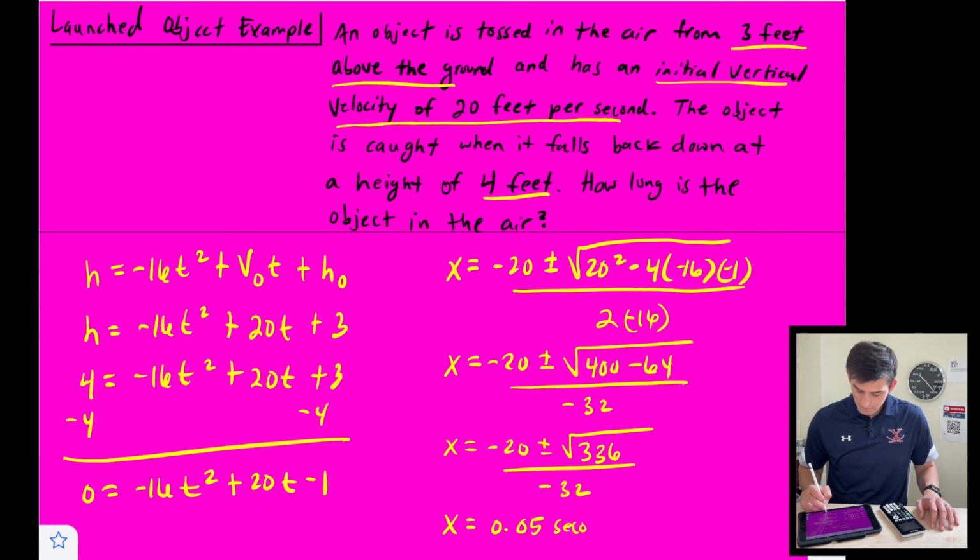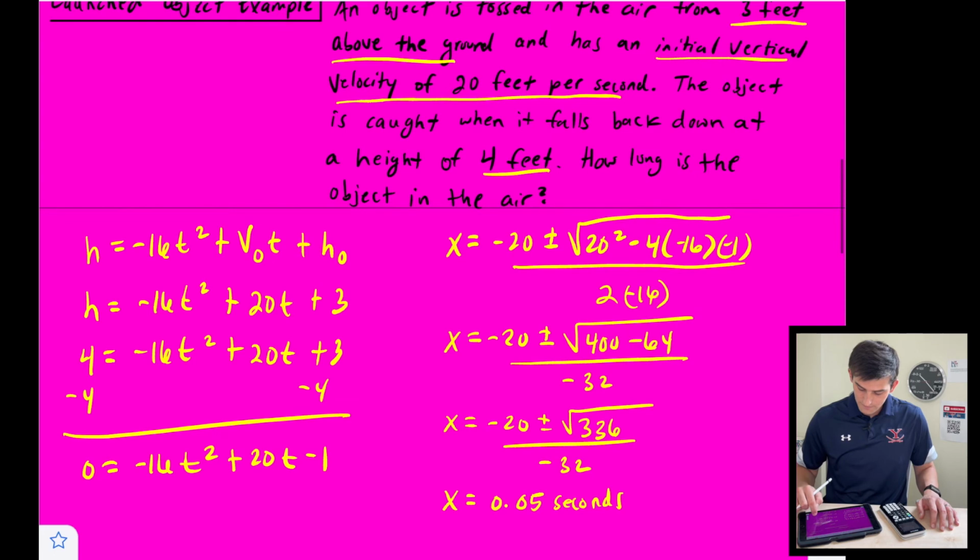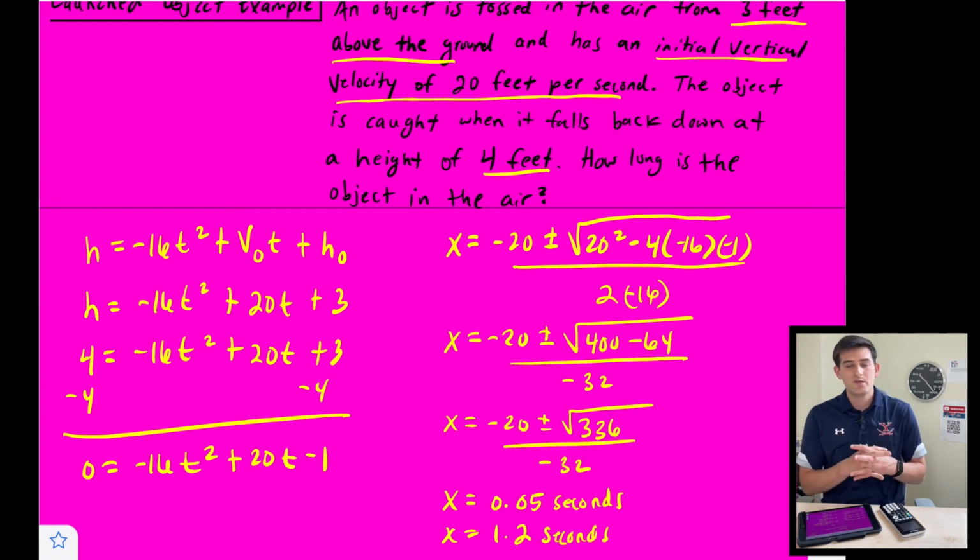And we're going to get x is equal to 0.05 seconds. And now let's do negative 20 minus the square root of 336 divided by negative 32. And that's going to give us 1.2 seconds. Okay, so now in the previous example, we had a positive value for time and a negative value for time. So it's pretty easy to tell, okay, we could disregard the negative value. Well, here we have two positive values. So how are we going to know which one is the correct answer?